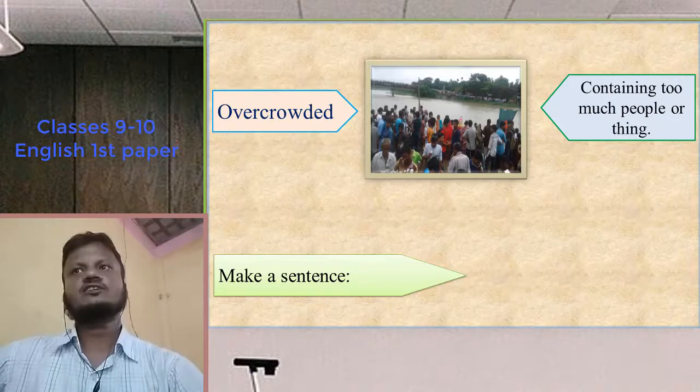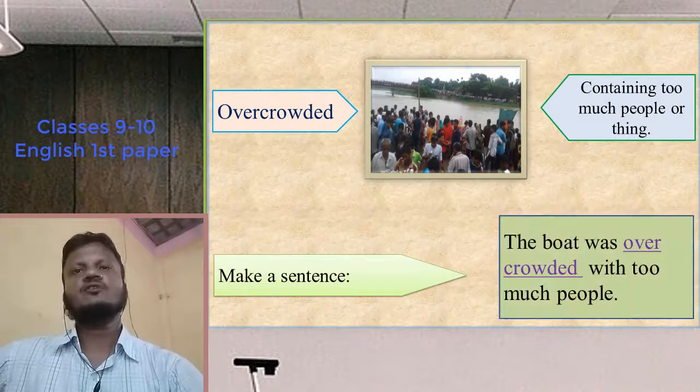Suppose there is a place and about 100 people stand there, but this place is tiny. For this reason the people have stood very near, so it is overcrowded. Okay, containing too many people for the space. Now make a sentence. The boat was overcrowded with too many people.